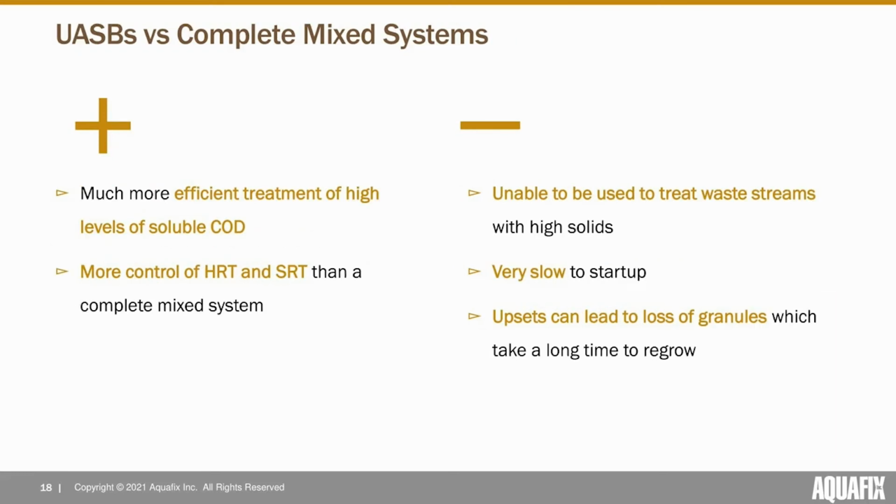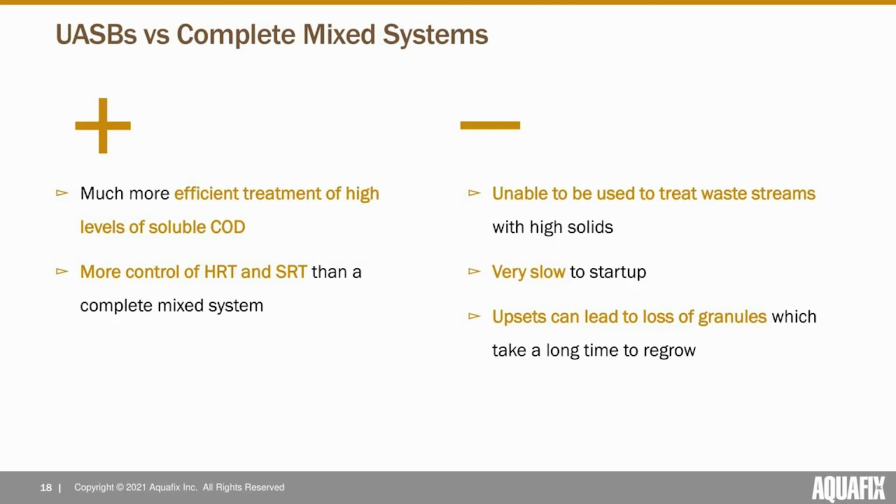All right, finally we have our UASBs, which are great for dealing with high levels of soluble COD because you have a lot of HRT control. You can recirculate the liquid at a faster rate, and you'll end up with a very effective treatment time. But these are not good for treating high levels of solids because they rely on having very dense granule formation. And if you have solids coming into your process, they become integrated in the granules in many cases and lower the granule density, which can cause them to be washed out of your system.